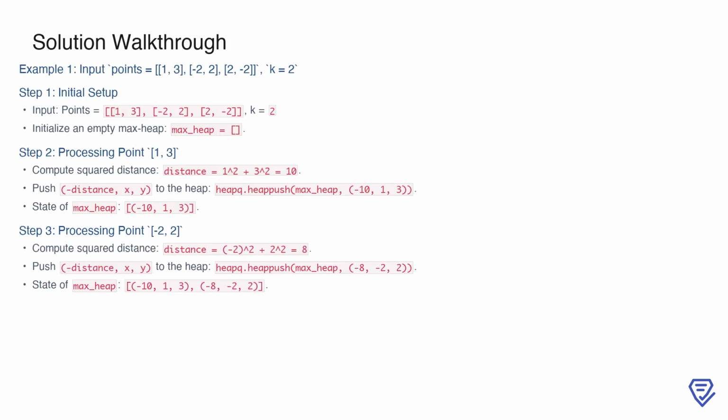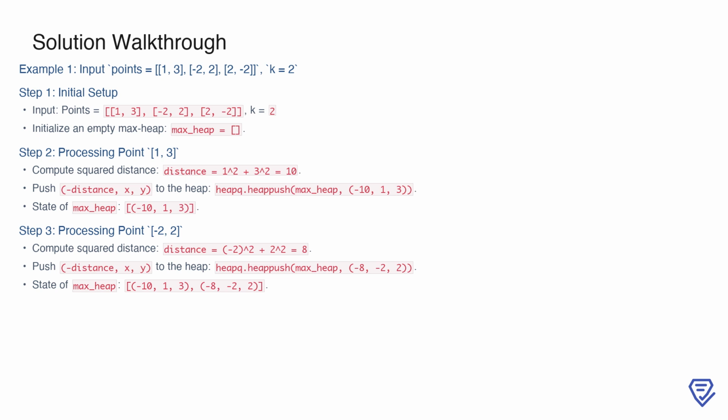We begin with the input points [1, 3], [-2, 2], [2, -2], and k equals 2, meaning we want the 2 points closest to the origin. First, we initialize an empty max heap, which we'll use to keep track of the k closest points. Next, we process the point [1, 3].